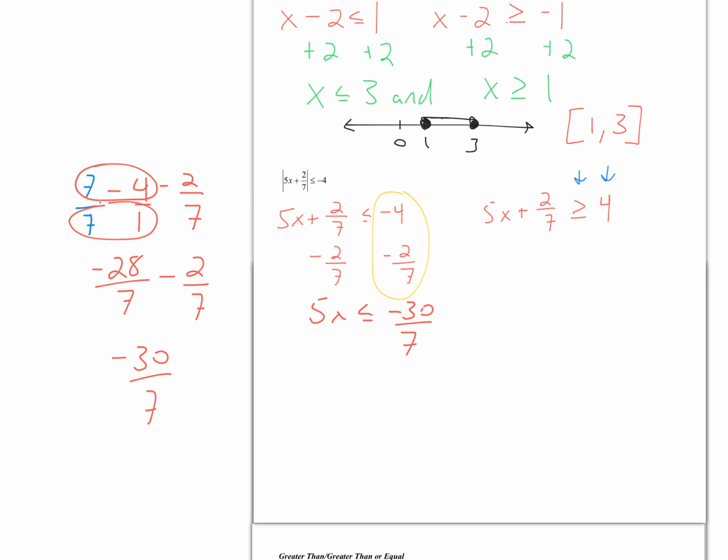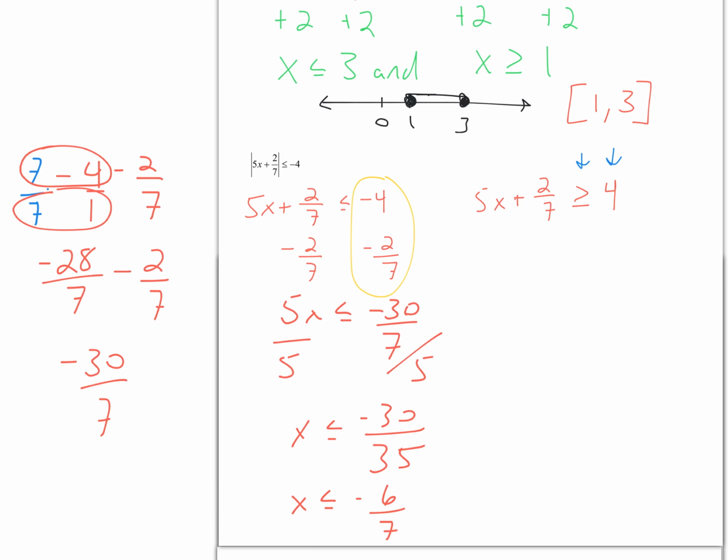And now we're almost done here. Let's divide by 5 from both sides. If I divide this by 5 and then divide this by 5, well, just the denominator gets divided. So it's x is less than or equal to -30 over 35. This can simplify down just a bit more. If I take a 5 out of each, -6/7. So here's our first inequality.